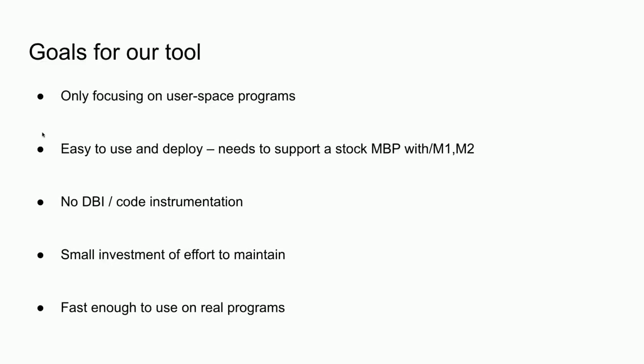So specifically, what were we laying out? What did we want to do? We only wanted to work on user space programs, because that's what the problems we had in front of us were. We need this to be easy to use and deploy, because the issues that I told you about earlier, we're seeing with actual user machines in the field, in a place where I can't repro these traces a lot of the time, because it's a very, very hard bug to find. But if I can find somebody who is, I would love them to be able to just run this, right? And the other thing is that we need to work on a stock MacBook Pro with an M1 or M2.